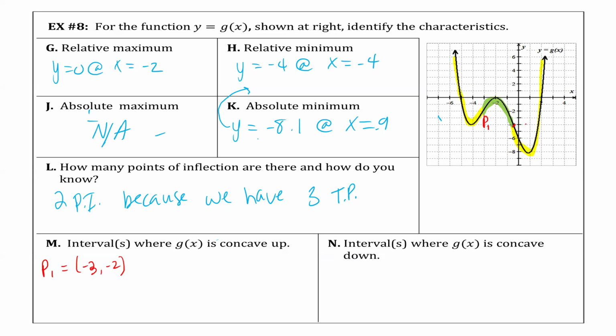Wait, what? You got it backwards. Yeah, I think you did. Yeah, concave up is not -3, -2. That's concave down. I was just stating my PIs. Oh, I'm sorry. No, it's good. I just needed to find my PI before I could state anything. So we have -3 to -2. Are we okay there? Yeah.